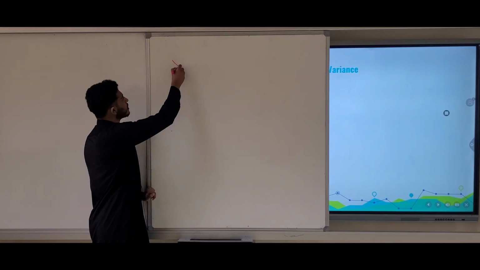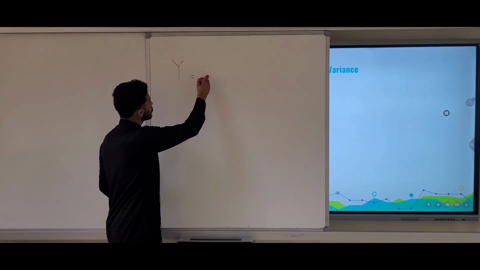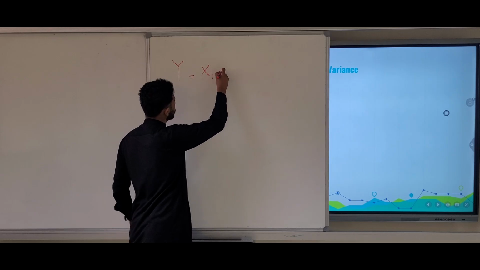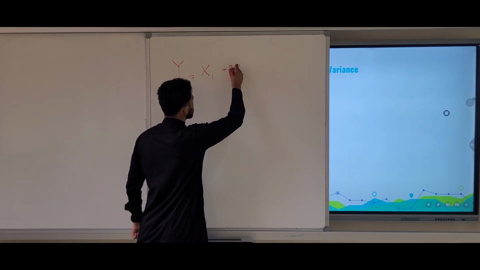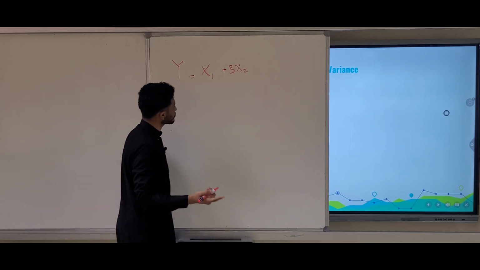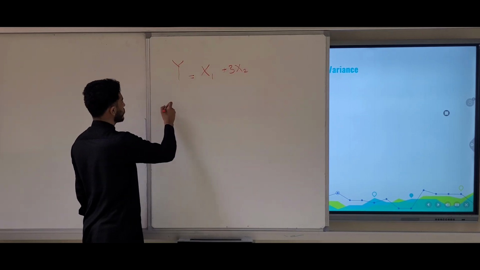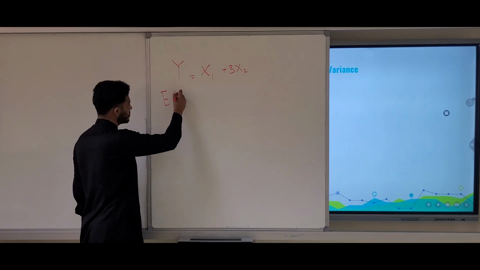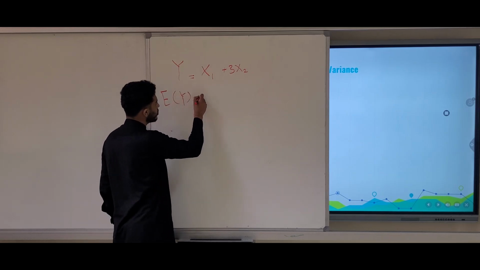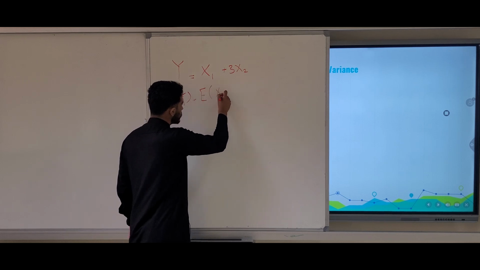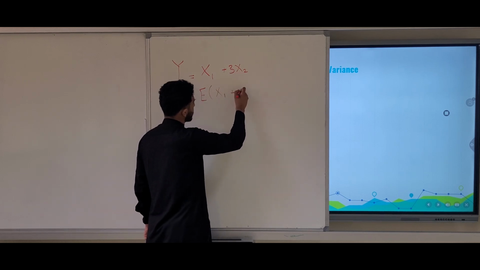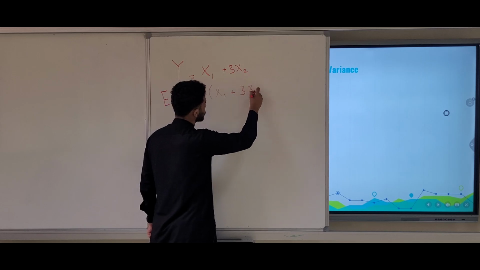Let's say capital Y equals capital X1 plus, let's say, 3 multiplied by capital X2, just for the sake of it. If I want to find the expected value of this, I can say the expected value of capital Y equals the expected value of capital X1 plus 3 capital X2.